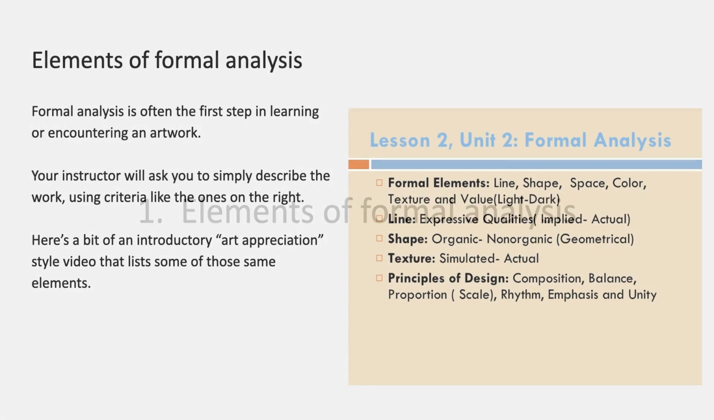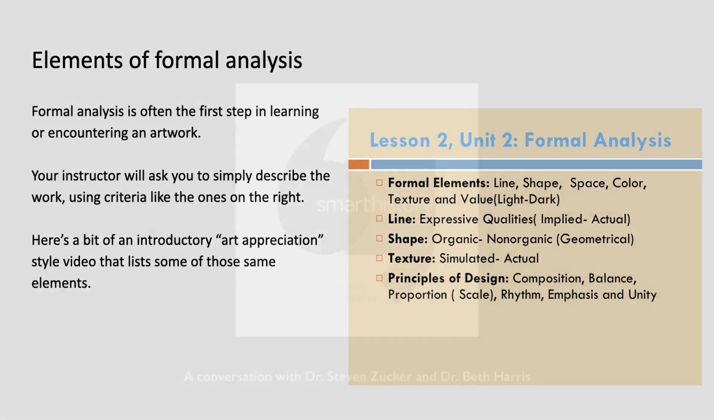So, formal analysis is often the first step in learning an artwork or encountering an artwork. Your instructor will ask you just to simply describe the work using criteria like these ones. Formal elements, it says, line, shape, texture, space, color, value, and so on. And you can see subheadings there too, down at the bottom: composition, balance, proportion, scale, rhythm, emphasis, and unity. On the next screen, I have a bit of an introductory art appreciation style video that lists some of those same elements.